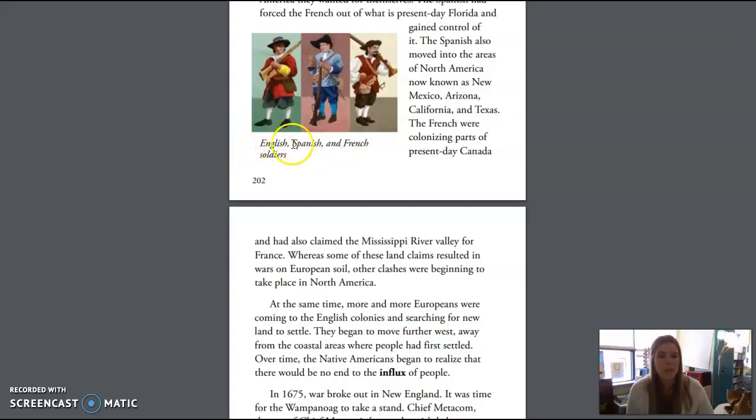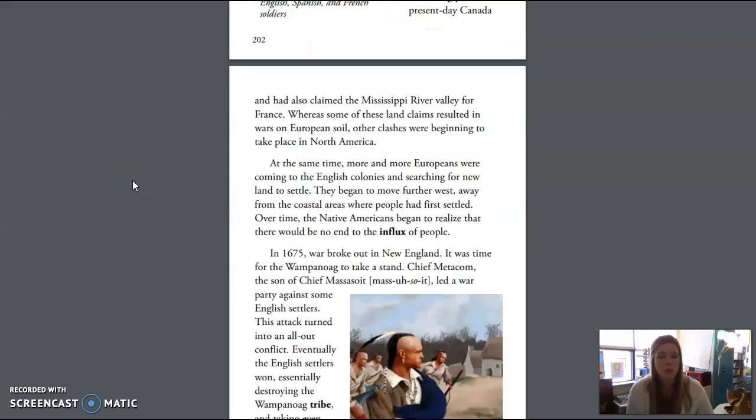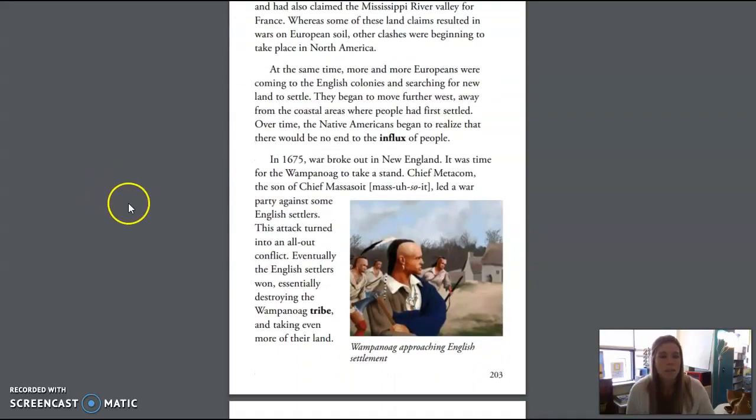This is an image of the English, Spanish, and French soldiers. Whereas some of these land claims resulted in wars on European soil, other clashes were beginning to take place in North America. At the same time, more and more Europeans were coming to the English colonies and searching for new land to settle. They began to move further west, away from the coastal areas where people had first settled. Over time, the Native Americans began to realize that there would be no end to the influx of people.